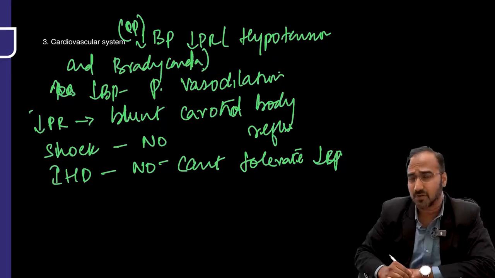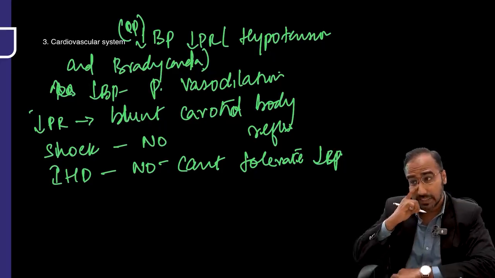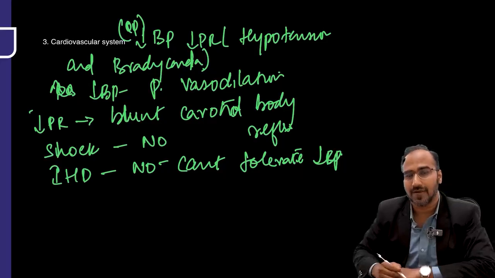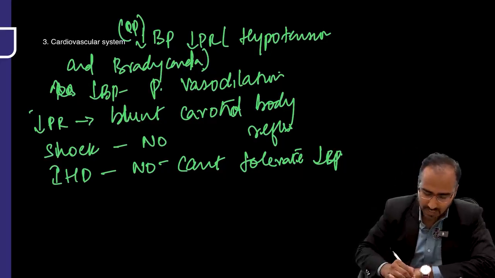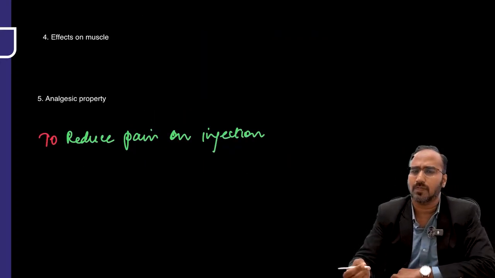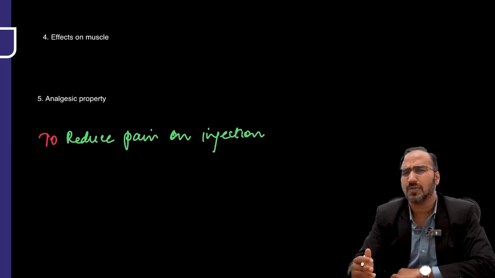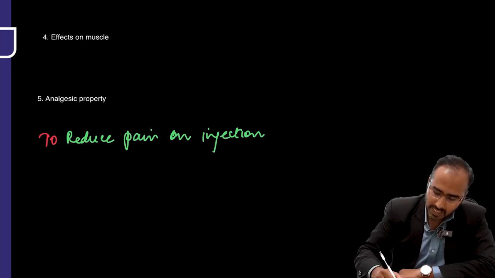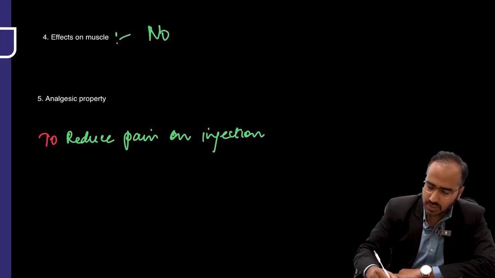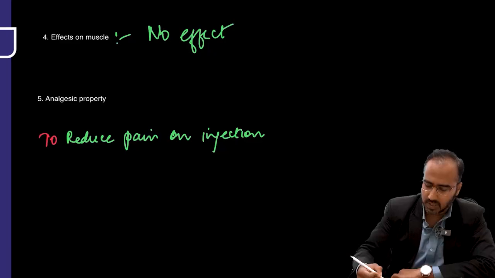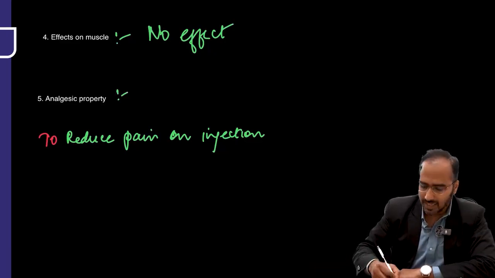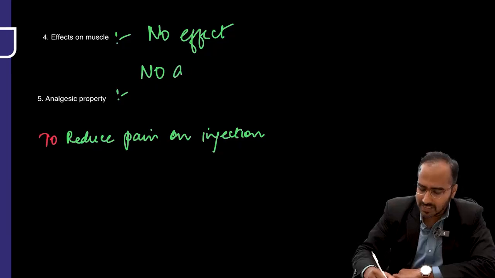Coming to the next system of propofol: CNS we have discussed, respiratory we have discussed, cardiovascular we have discussed. Next system is muscle. Same as thiopentone. I usually refer to thiopentone and propofol as my brother and sister, where thio is the brother and propofol is the sister. So it has no effect on muscle. How about the analgesic property? There is no analgesia.